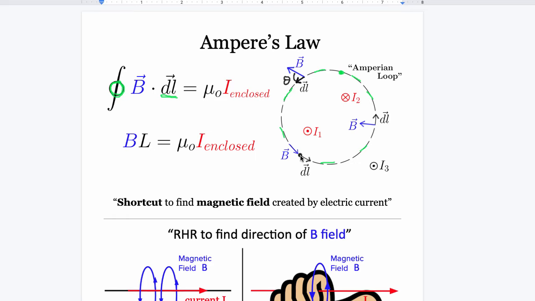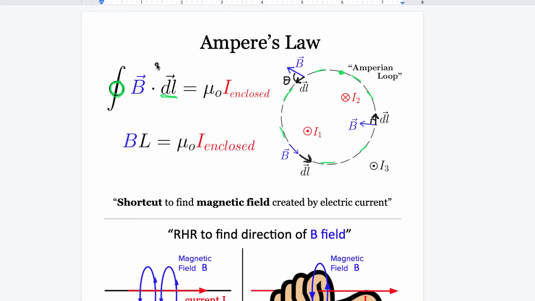You look over here, dl and B happen to point the same direction. Here, B dot dl is going to be a big contribution because they're pointing the same way. Cosine of 0 is 1. And you get over to this point, let's just say B pointed perpendicular to the path at that moment. Well, this wouldn't contribute anything to this line integral because cosine of 90 is 0.